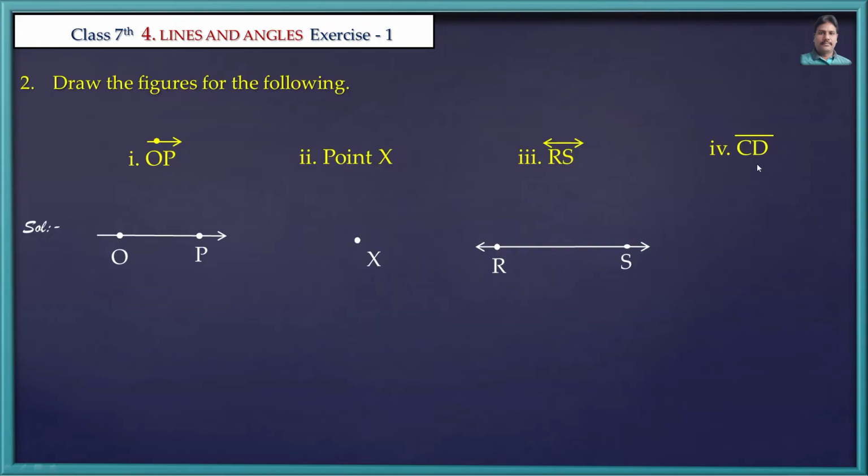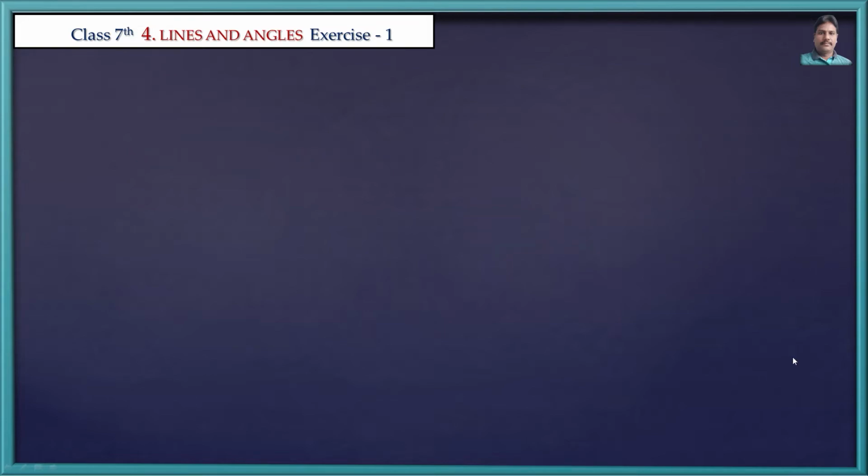The last one is CD. This is a line segment because no arrows are given. First of all, put a point and call it as C, and at some distance put another point and call it D. Take the scale and join the 2 points. This will become line segment CD. This is the answer. Next problem.